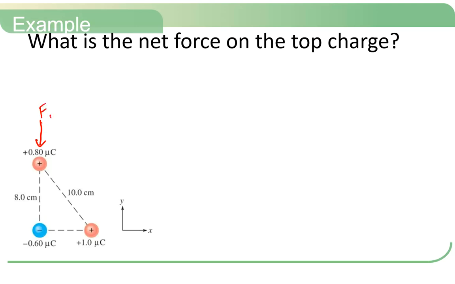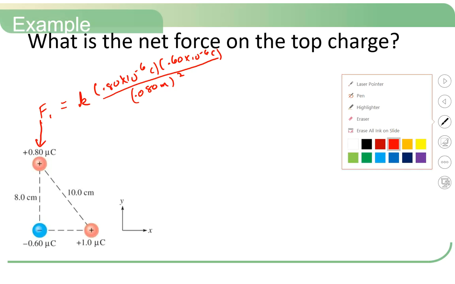So I'm going to have a force, I'll just call that force one. And that's going to be K times my 0.80 times 10 to the minus 6 coulombs times 0.60 times 10 to the minus 6 coulombs. Why didn't I put the minus sign? Because I'm doing absolute value, I'm just finding the magnitude. Divided by the separation squared of 0.080 meters. That's that force. So I just find the magnitude and I have the direction indicated with my arrow.